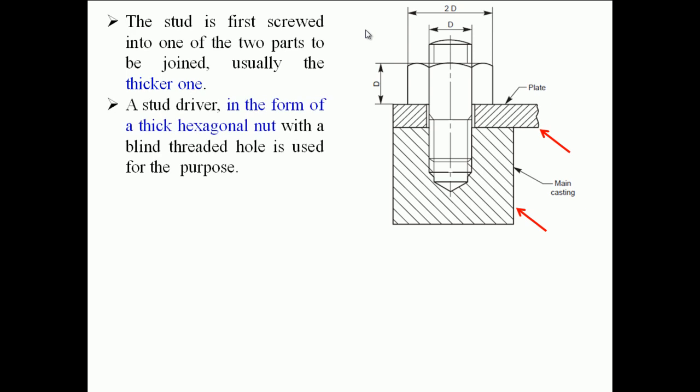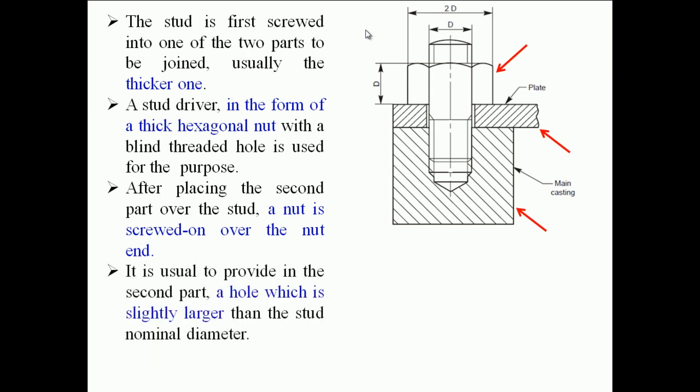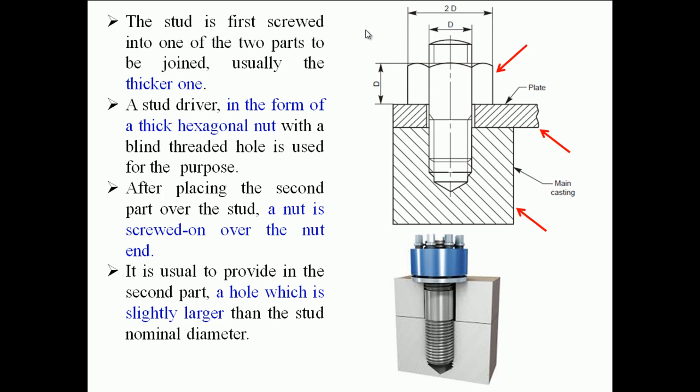A stud driver in the form of a thick hexagonal nut with a blind threaded hole is used for the purpose. After placing the second part over the stud, a nut is screwed on over the nut end. It is useful to provide in the second part a hole which is slightly larger than the stud nominal diameter. So this is the actual assembly of the stud bolt. Our stud.